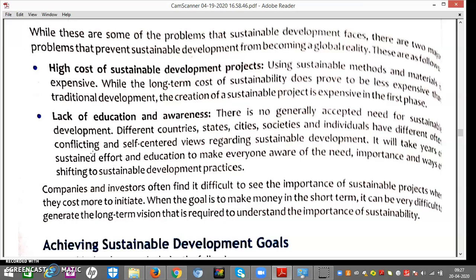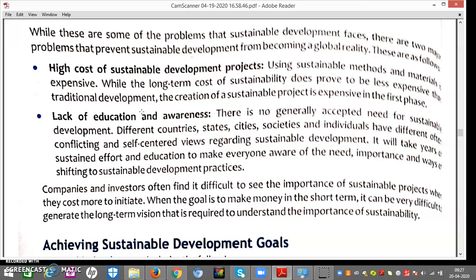Now, not everyone is capable of investing a lot of money or cost in development projects because a country has limited resources. Using sustainable methods and materials is expensive, while the long-term cost of sustainability does prove to be less expensive than the traditional development. Lack of education and awareness.